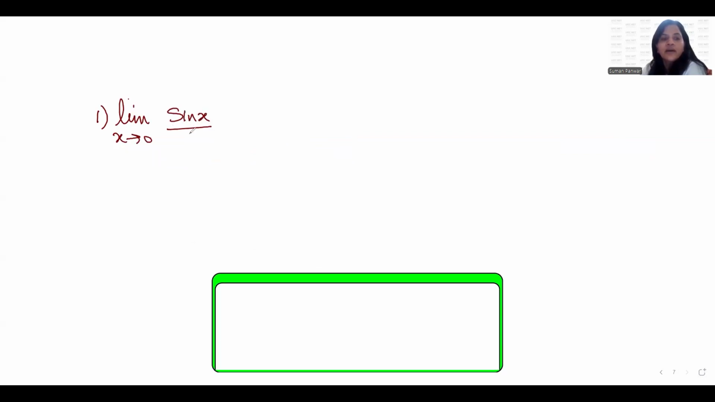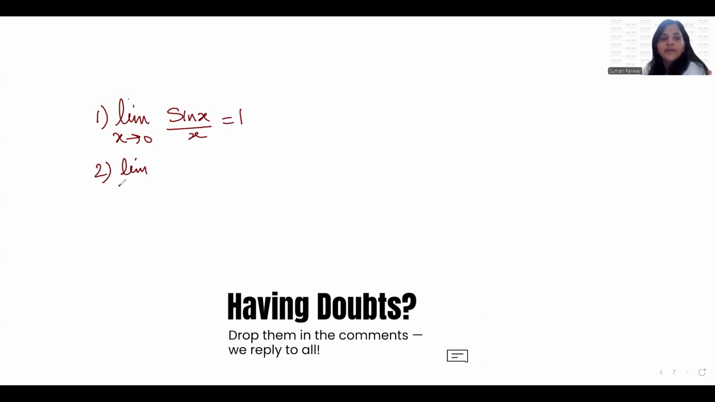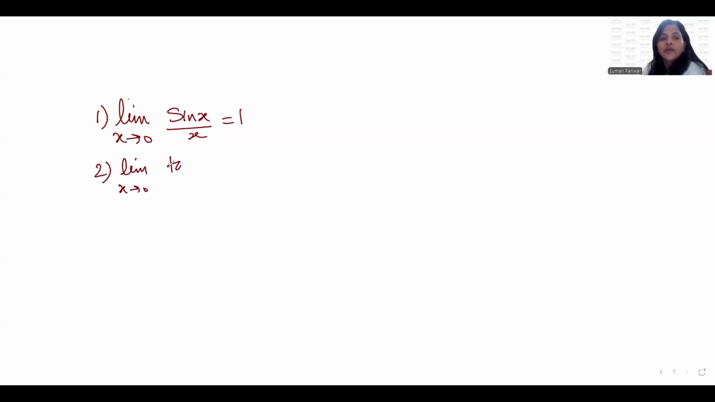Now, what are trigonometric limits? There are certain standard limits. The most common are: limit x tending to 0, sin x upon x equals 1. And number 2, limit x tending to 0, tan x upon x equals 1. These are called trigonometric limits. Now, how do we use them?